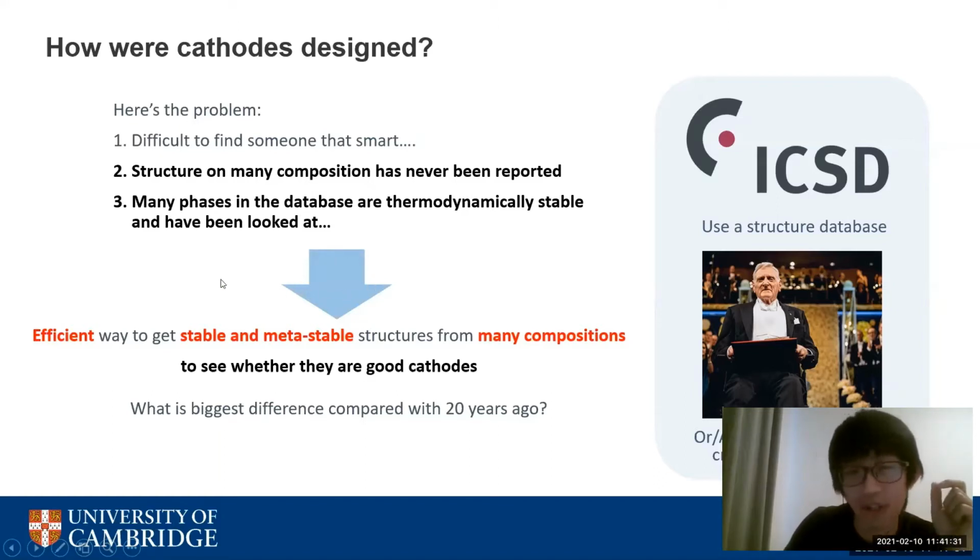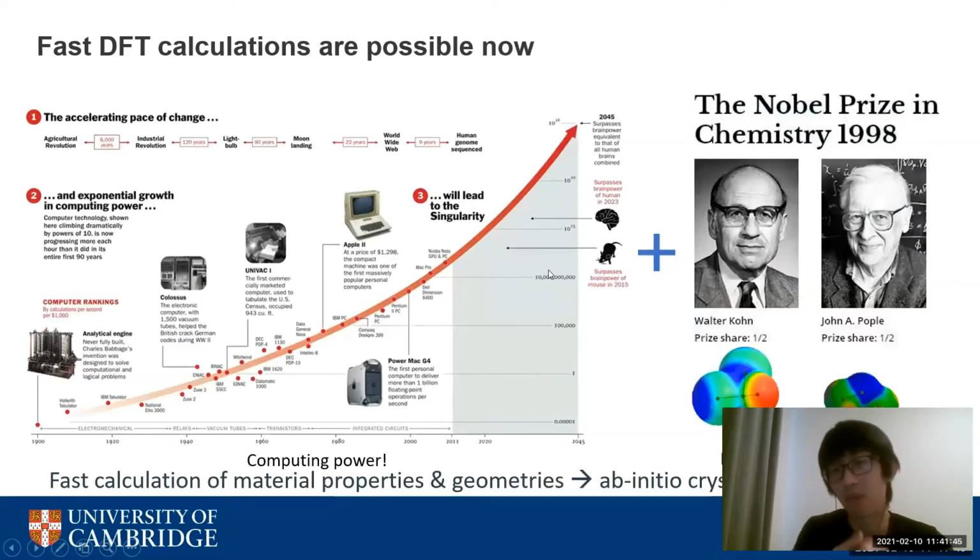So essentially what I want to say is that what we really want is an efficient way to get both stable and metastable structures from many compositions that are unknown, to see whether these structures are good cathode materials. So what are we doing now?